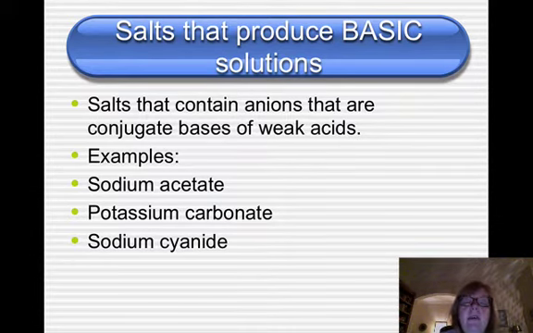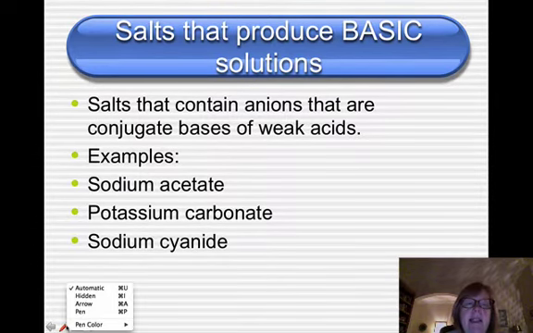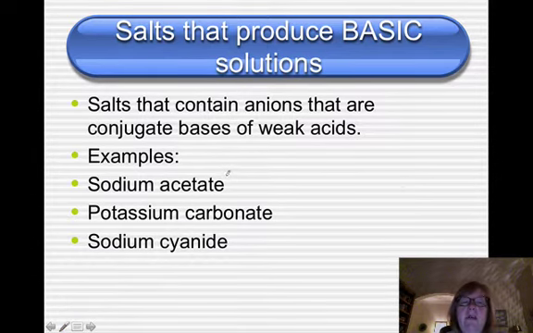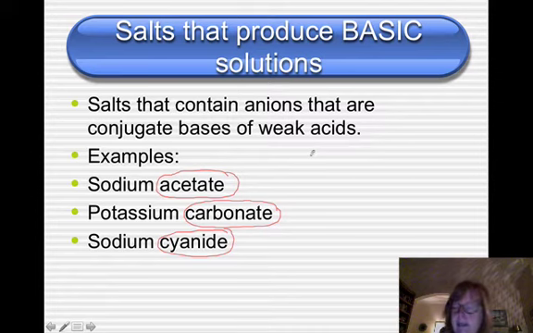And so again, we're looking at the anions. So we've got the sodium acetate here with the acetate, which is going to form hydroxide ion. The carbonate, when you put it in water, will form hydroxide ion, and the cyanide ion. All of these things that I have circled are anions that are conjugate bases of weak acids.